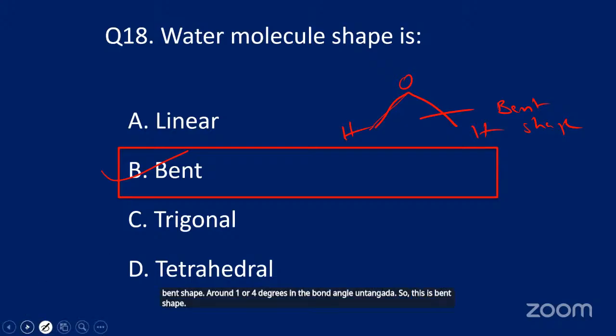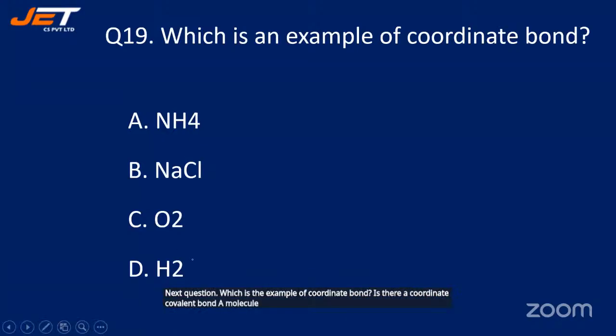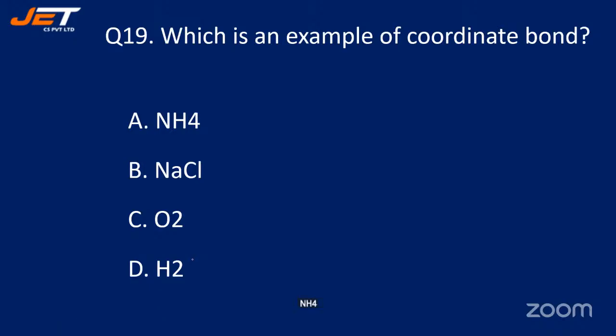Okay. Next question. Which is the example of coordinate bond? Which molecule has a coordinate covalent bond? NH4, NaCl, oxygen, hydrogen. Yes, students. Which of the following has a coordinate bond?